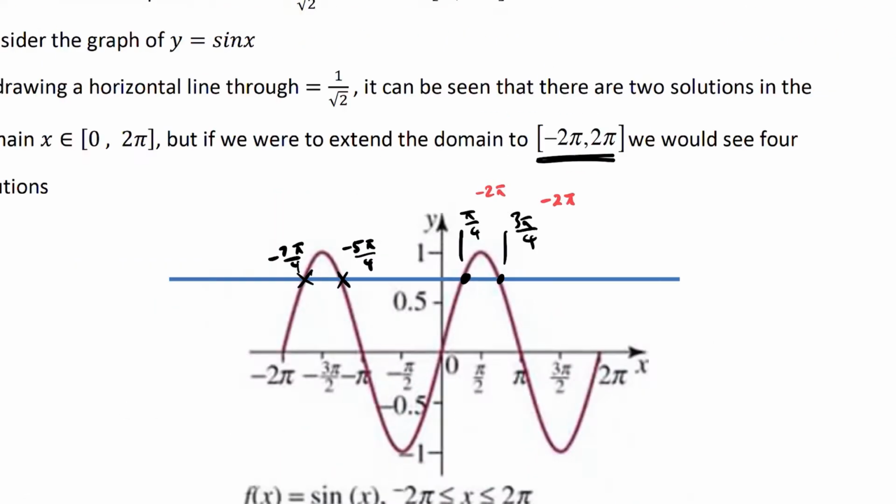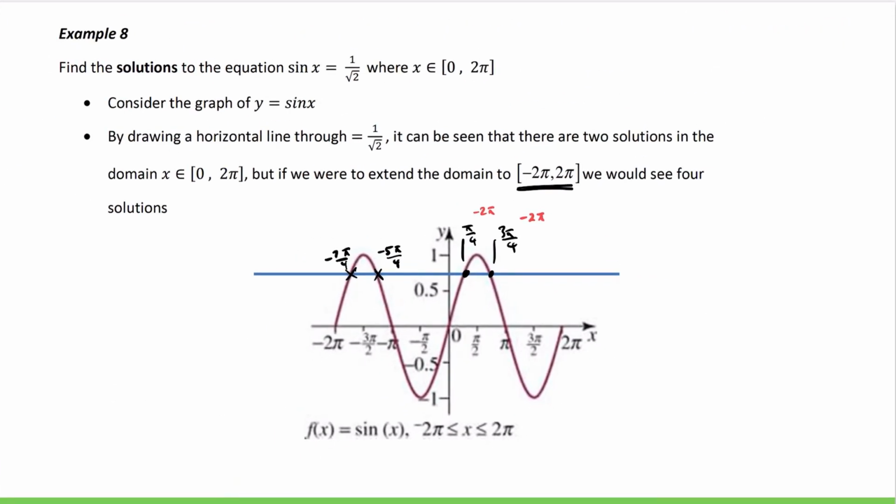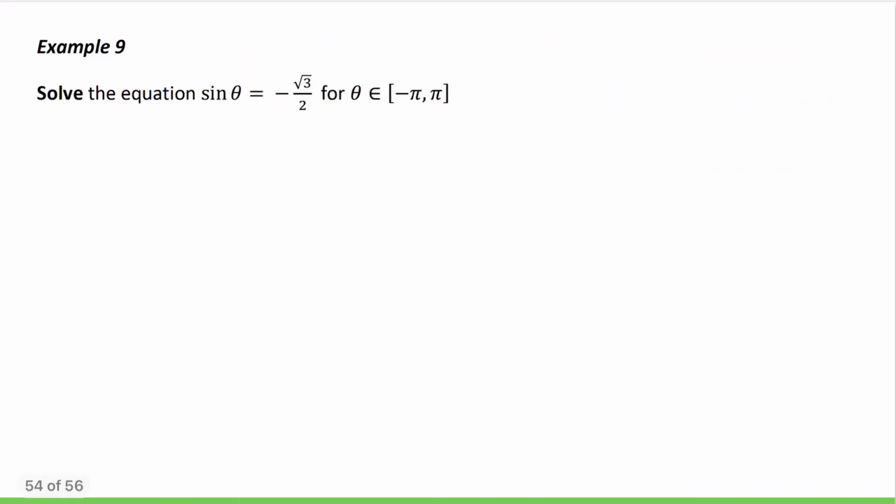So it's as simple as that. Now, obviously, it does get a little bit more complicated if there are translations and so on, but we'll work that out as we get to it.